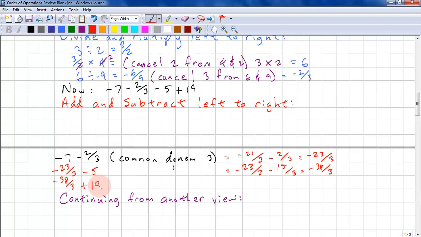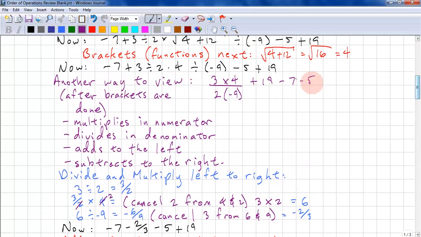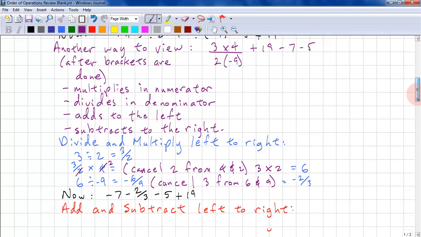Now we add 19. Our common denominator is still 3. So 3 times 19 is 57. And we have 19 over 3. And that's our final answer. And I've done this so that we can see that doing this operation will give us the same answer.